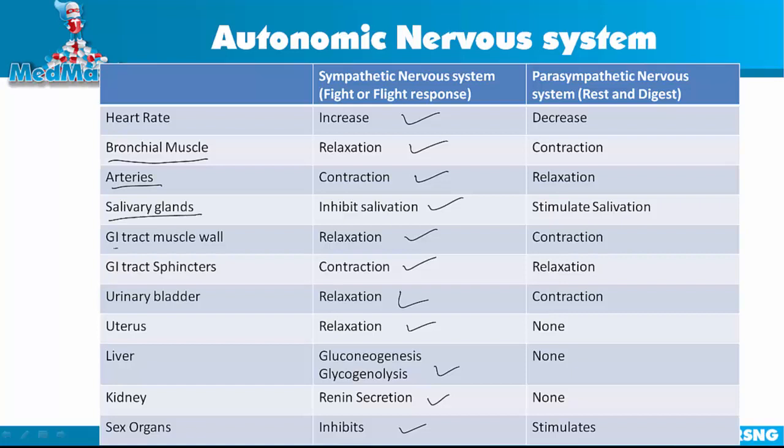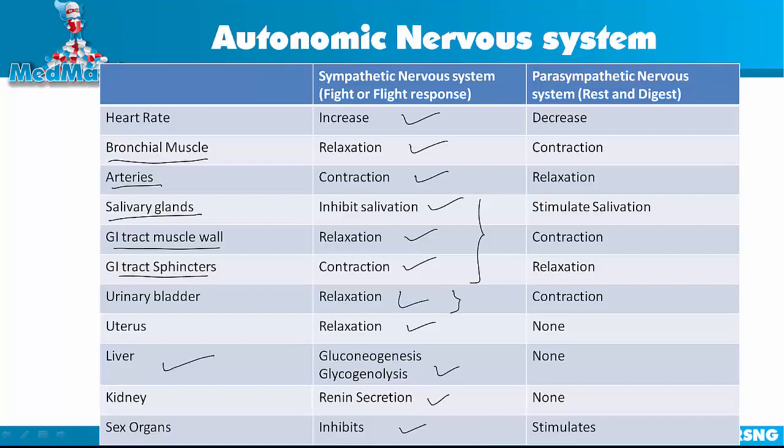Now, the salivary glands, GI tract muscle wall, and GI sphincters: you don't really need the GI system to be active when your body or your senses are threatened and you need to act quickly. So the salivary glands inhibit salivation, the GI tract muscles relax so there won't be any peristalsis movements, and the GI sphincters contract. That's why these three things inhibit the GI system. The urinary bladder is going to relax, so it can hold more urine.